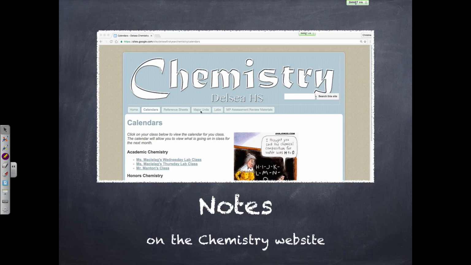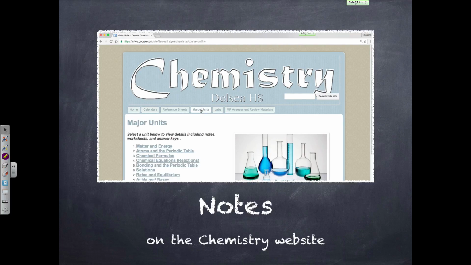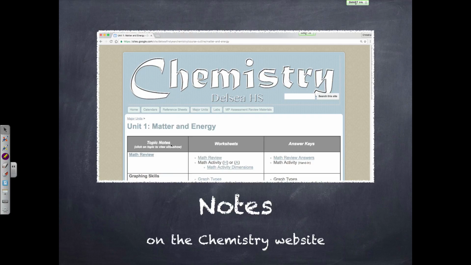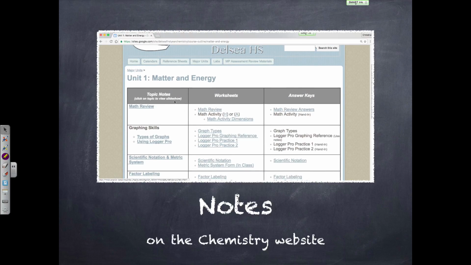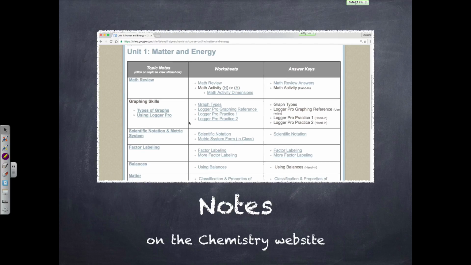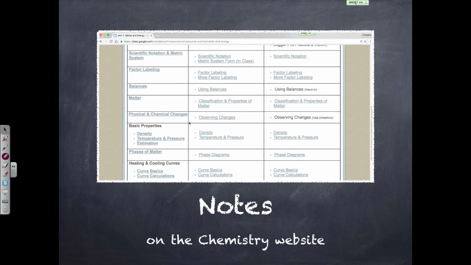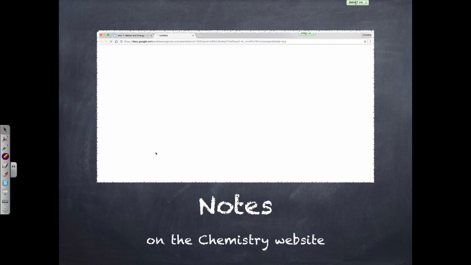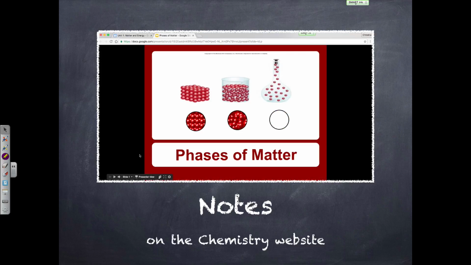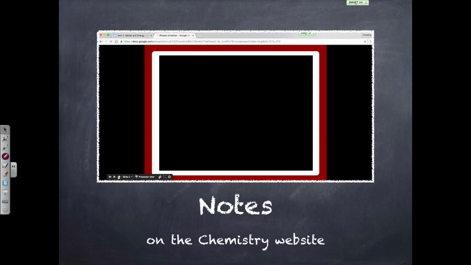Now that a student knows what they missed on the day of class, they can then go look that information up on the website. To do this, they would go into the Major Unit tab. We're in Unit 1, and you can see here there's notes, worksheets, and answer keys for every topic that we cover. So if that student missed the phase information, we could scroll down till we see phases of matter and click on those notes. Here they'll find a detailed slideshow covering all the information that we covered in class that day.